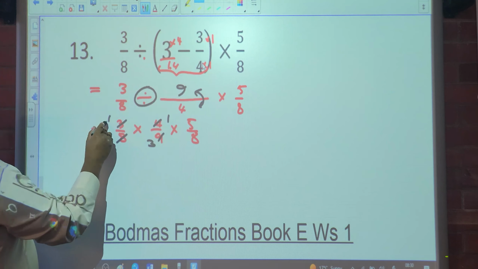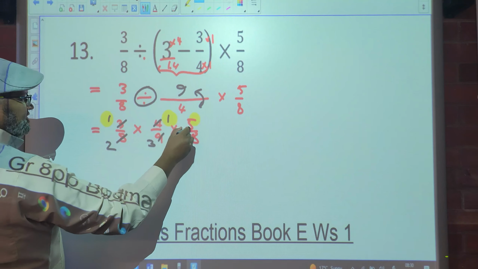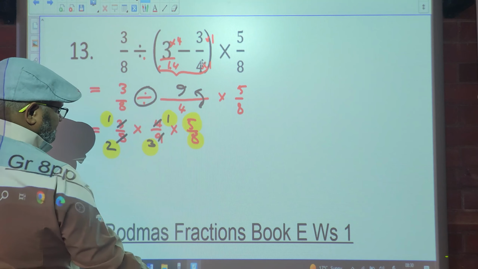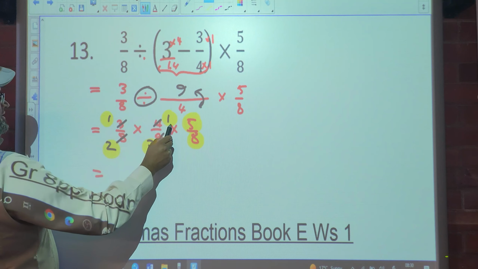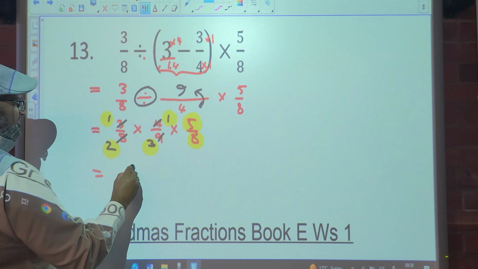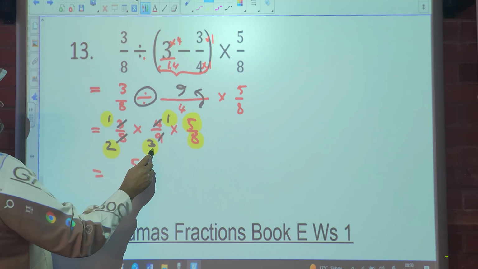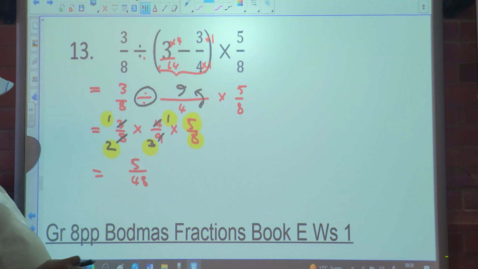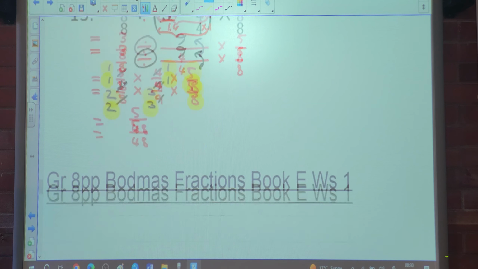So what are we left with? 1, 1, 5 on top in the numerator, then 2, 3, 8 in the denominator. What's 1 multiplied by 1? 1. Multiplied by 5? 2 multiplied by 3? 6 times 8? 48. Okay. Is there any confusion there? None yet, okay.